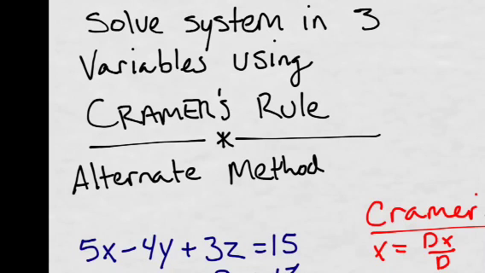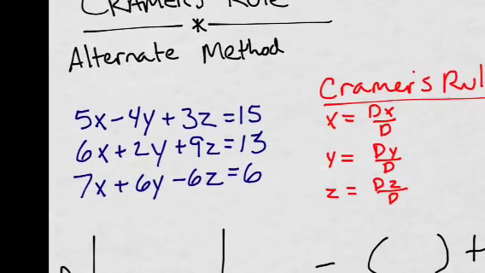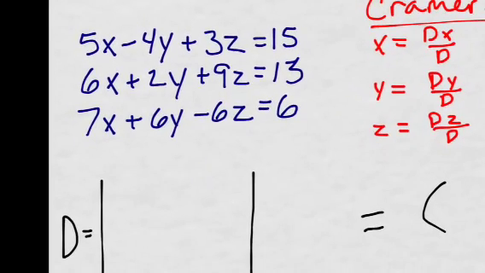We're going to solve systems in three variables using Cramer's rule, but I'm going to use an alternate method for calculating the determinant. So here's my system. I have 5x minus 4y plus 3z equals 15, 3x plus 2y plus 9z equals 13, 7x plus 6y minus 6z equals 6.